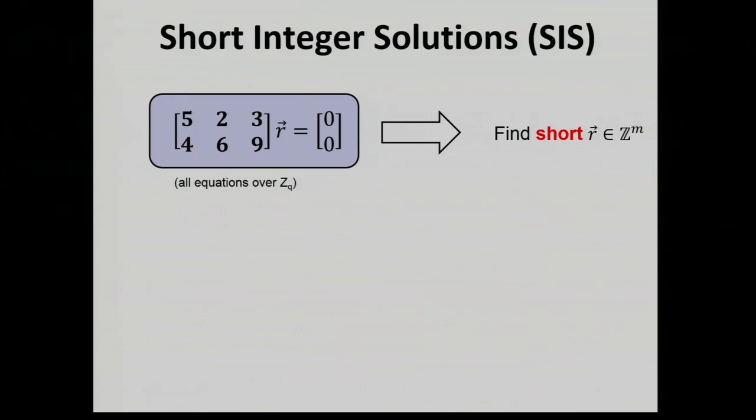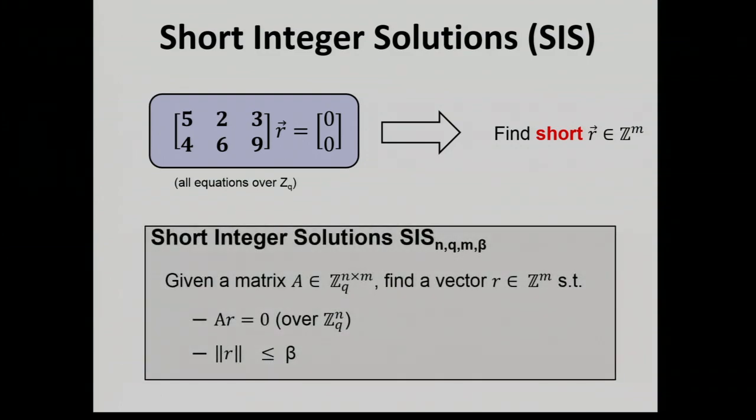Can you find a short R? What do I mean by short? Let's say, an R which has 0, 1 entries for the moment. I could define this more generally. I could say, an R where the L2 norm of R is small, or the L infinity norm, and so forth. Short non-zero R. Good. And this turns out to be hard. This turns out to be insanely hard, and I'll talk about this for the next 20 minutes or so.